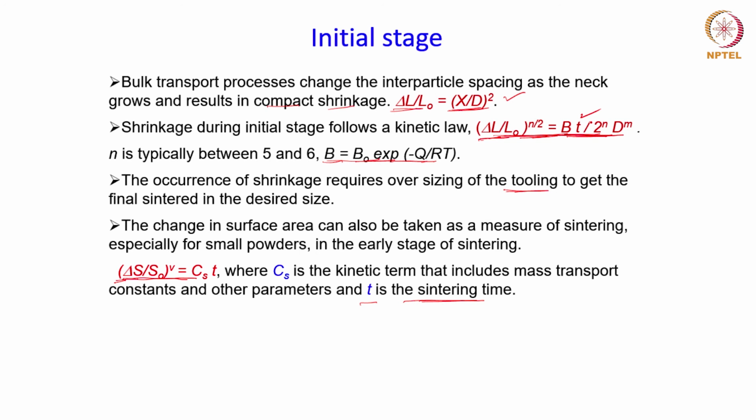And we have also seen that the change in the surface area can also be taken as a measure for sintering during the initial stage, and the relationship between the sintering and the surface area change can be seen from this equation over here. And since this shrinkage occurs during the sintering process, the tooling has to be oversized so that the dimensional tolerances of the final product can be taken care of, and at the end of the sintering process it should come out with the size which is actually needed.